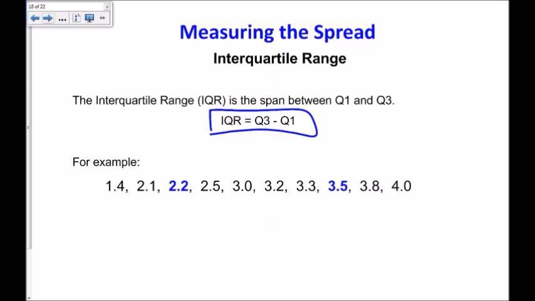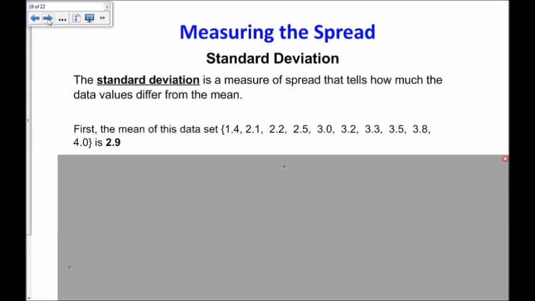So in this example of GPAs, the IQR is 3.5 minus 2.2, which is 1.3. Another way of measuring the spread is something called the standard deviation. The standard deviation is a measure of spread that tells how much the data values differ from the mean. So we're comparing each data point with the mean. Before we can find the standard deviation, we must first find the mean, and we found the mean earlier in this video as 2.9.